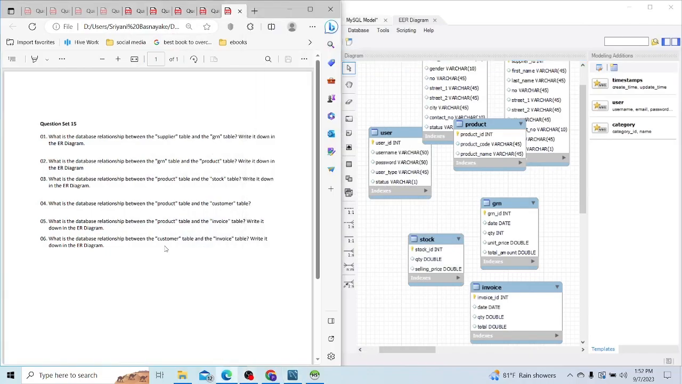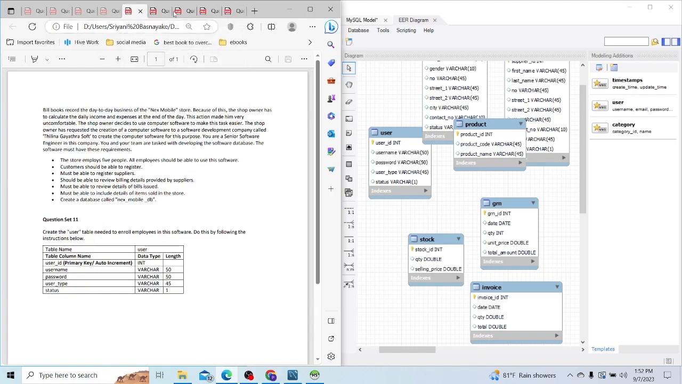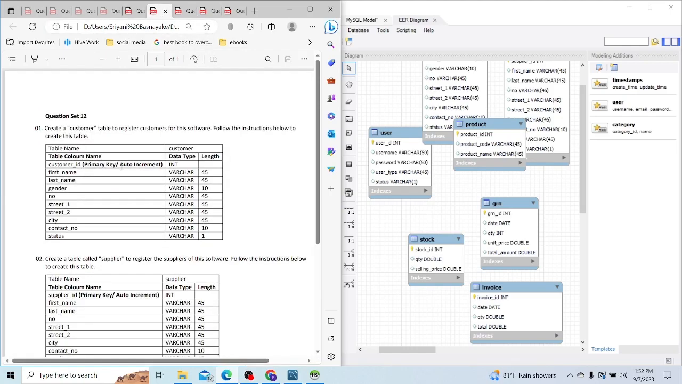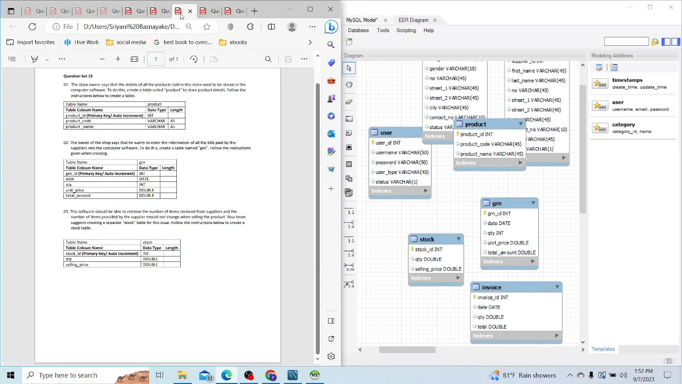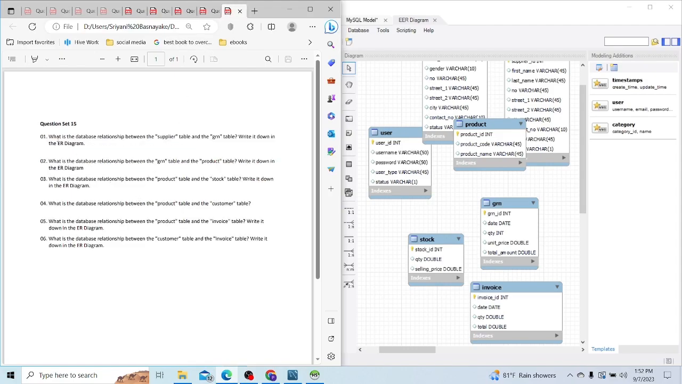So in question set 15, this is the relationship part from the scenario we started talking about since the 11th question for Next Mobile business. In the 11th one we created the user table, in the 12th one we created customer and supplier tables, in the 13th one we created product, good received note and stock tables, and in the 14th one we created the invoice table. So in the 15th one they have asked us to create some relationships as given in the question. So let's do it.